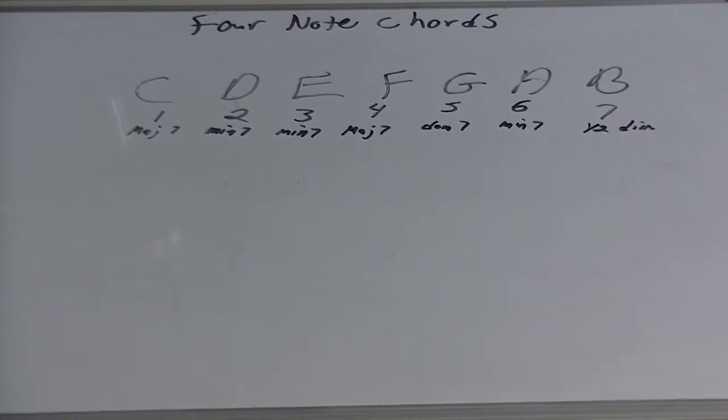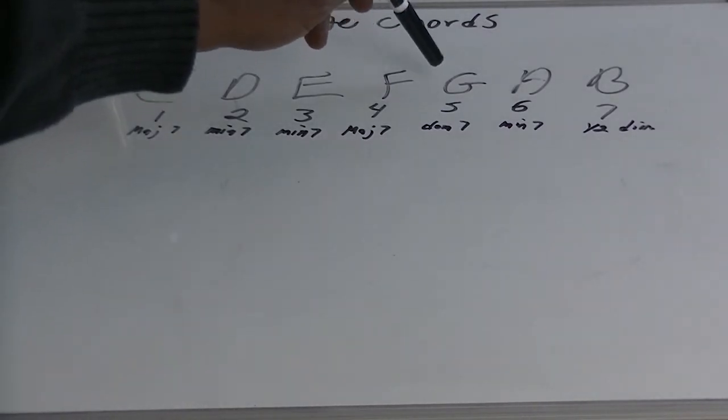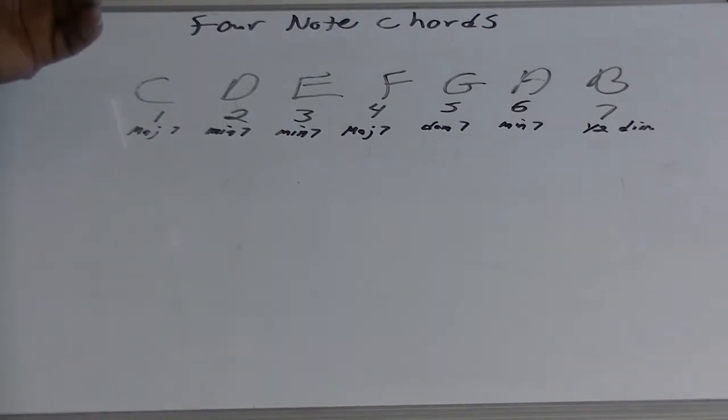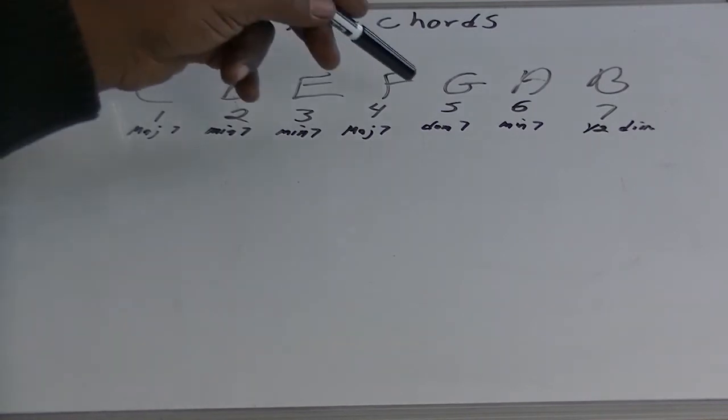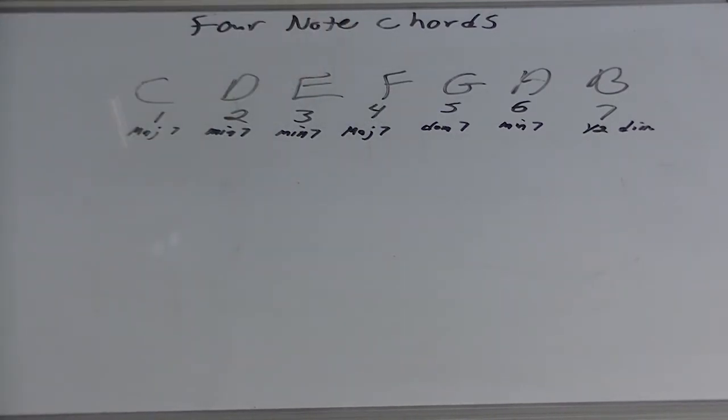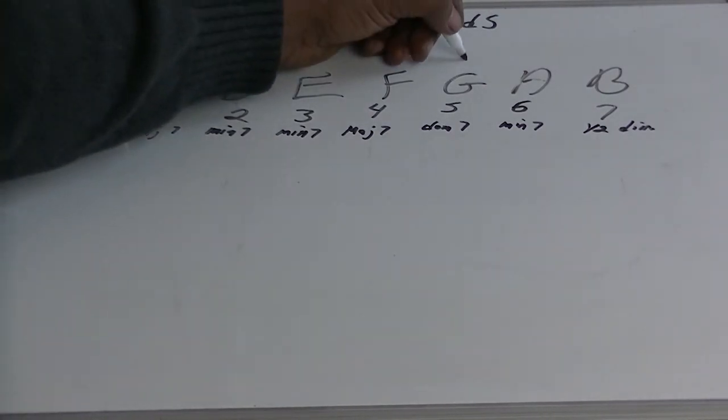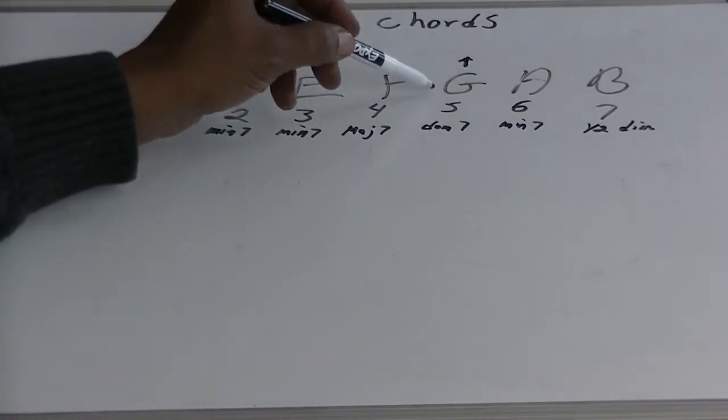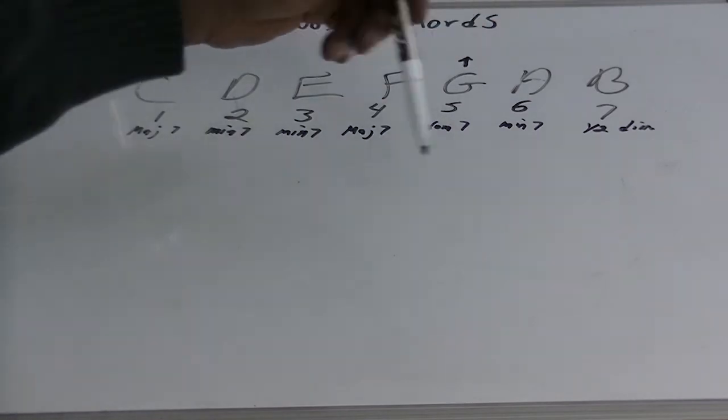I want to draw your attention to this G here. When we had our triads that we derived from the C major scale, our triad for the G was a major triad. However, when we make it into a 4-note chord, it becomes known as a dominant 7th chord. And I want to point out something that's distinct about this G note, or specifically about its position in the major scale.